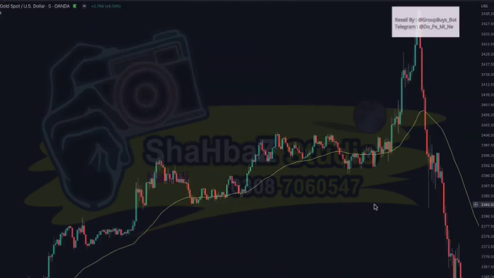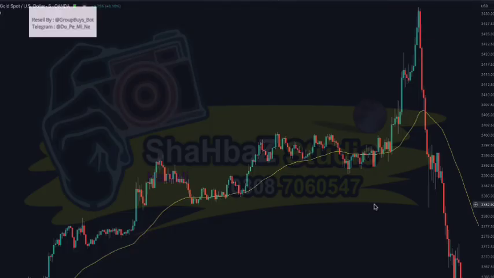This is our gold chart in a 5-minute time frame. You can apply any time frame. This is just an example. You can use 1 hour, 4 hour, 15 minute, any time frame. I'm just showing you in a 5-minute time frame because the strategy works in every time frame. Simply, you need to identify our trend direction.